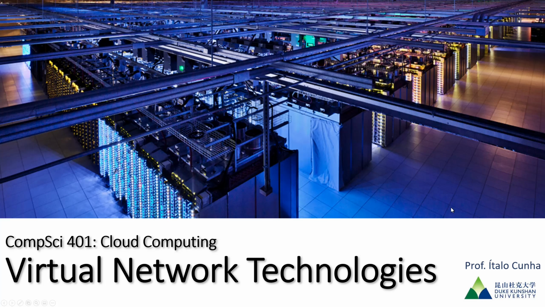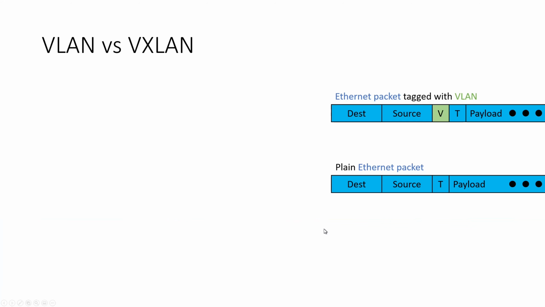Hello team. In this video, we're going to talk about VXLAN as an example technology that we can use to build virtual networks. So we've discussed VLANs before. So here we have an Ethernet packet, and an Ethernet packet is made of a destination address and a source address, then a type of packet specifier, and then the payload.